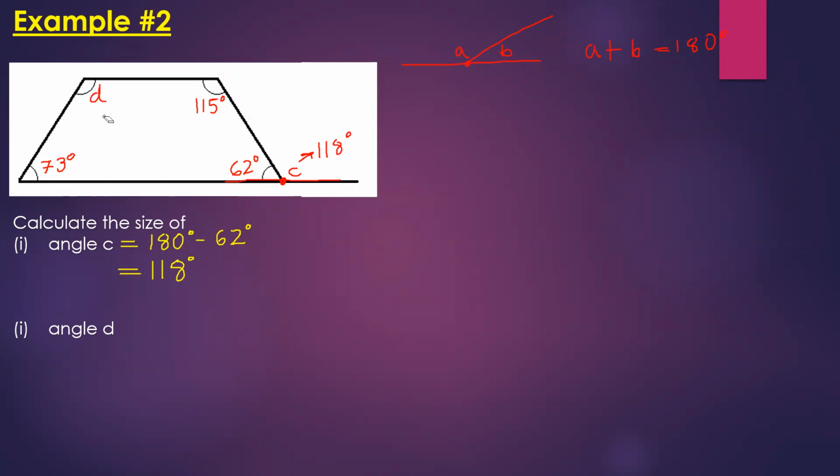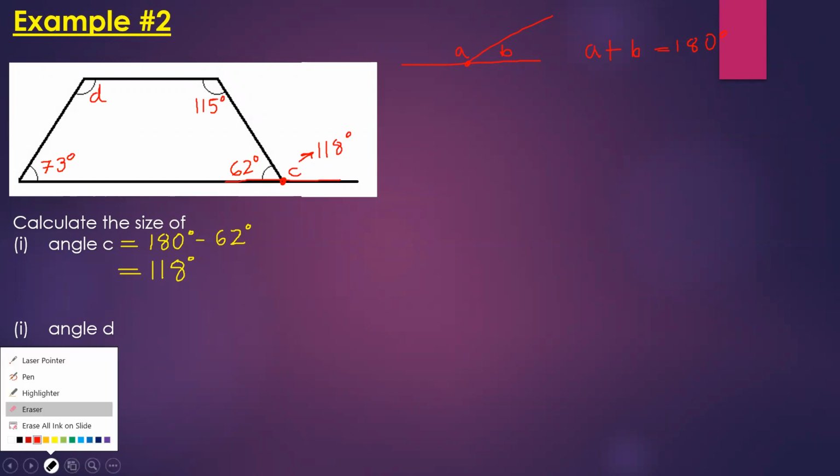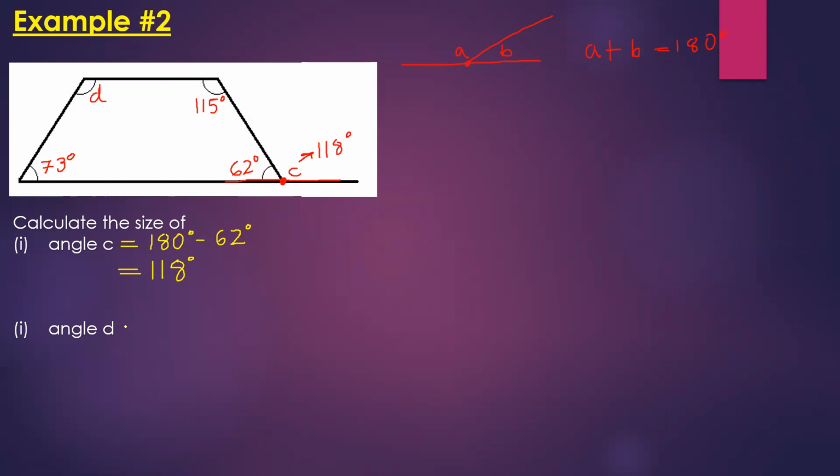Now D. Any ideas on how we're going to get D? I think I have an idea. That's a trapezoid. A trapezoid is a quadrilateral. The interior angles of a quadrilateral have to add up to 360. So we add up 115, 73, and 62, which gives us 250. So D would be, we have to take 250 away from 360, which will make it 110.